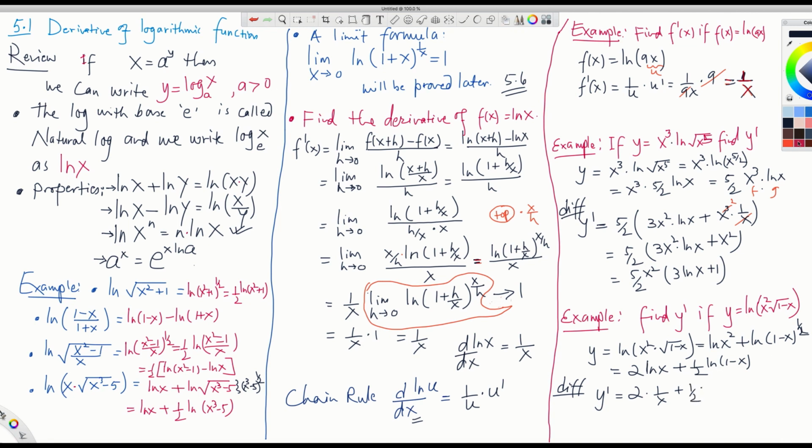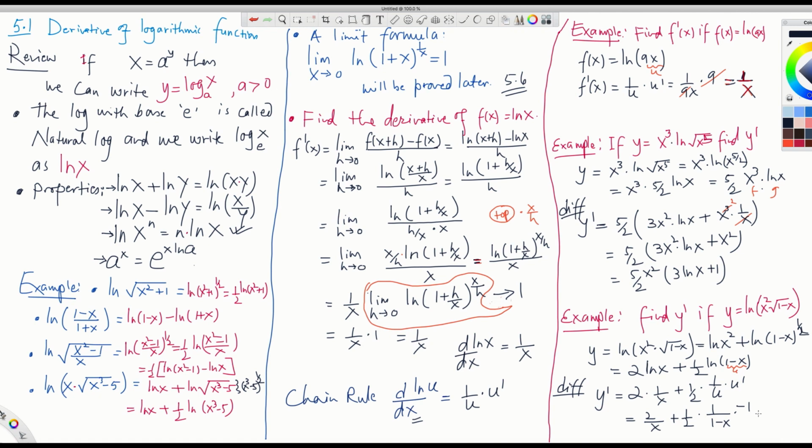It is like the derivative of natural log of u, where this is u. So it will be 1 over u times u prime. You see that? So it will be 2 times 1 is 2 over x plus 1 half times 1 over u, which is 1 minus x, times, what is u prime? The derivative of u is 0 minus 1. So that will be negative 1.